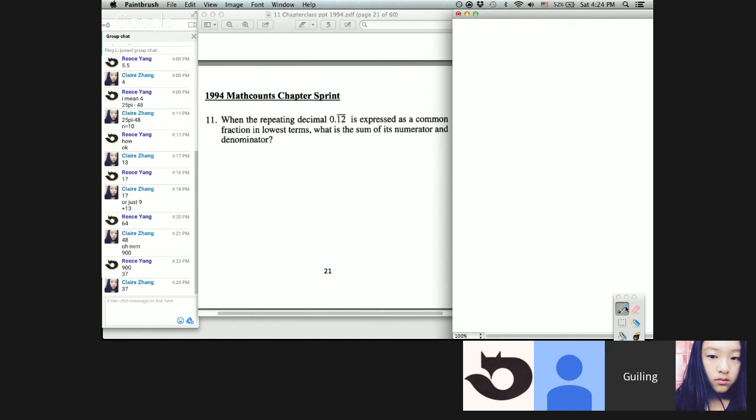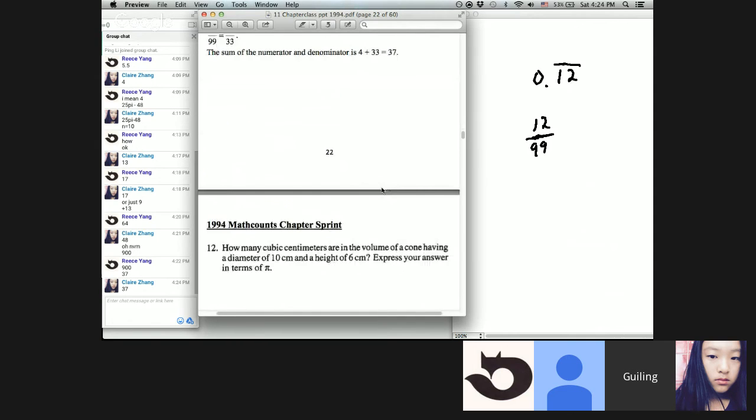Right, so the key point of this one is you have to remember that if it's a repeating decimal with 2 digits, it's just whatever the repeating part is over 99. So in this case, 12 is repeating, so it's 12 over 99. We can simplify that into 4 over 33. The sum of the numerator and denominator is just 37. So if it's just one decimal repeating, like 0.1 repeating, it's just 1 over 9. But since it's 2 decimals repeating, it's 2 of them over 99.